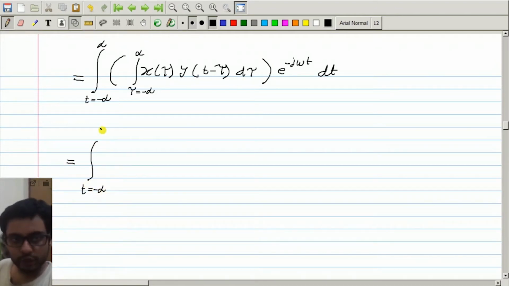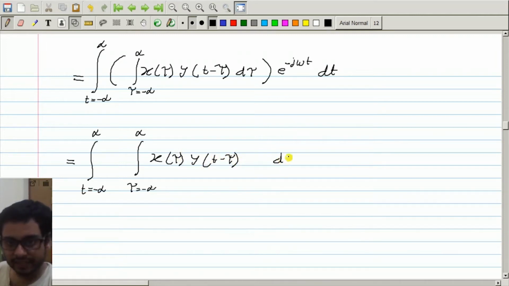Here t equal to minus infinity to plus infinity, and then tau equals minus infinity to plus infinity, x tau y t minus tau d tau, and let me put this e to the power minus j omega t inside the first inner integration, because this part does not depend on tau, so it is like a constant, so we will put it inside the inner integration, and this dt as it is.